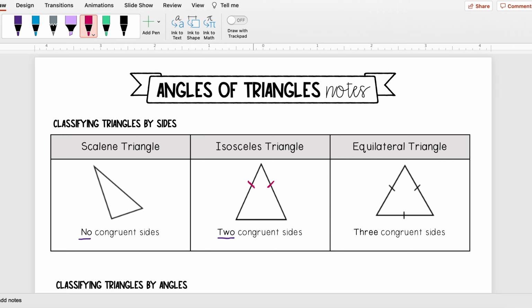So you may see it like this, where there are tick marks, we know those are congruent, or you may just see that the length is the same. So let's say that these were both 5. Then that would also make this an isosceles triangle because these two sides are equal to each other in length. And then we have an equilateral triangle, and that is when we have 3 congruent sides. And so here I know that they're congruent because of these tick marks indicating that they're all equal to each other. Another way we can see that is that they all have length 7 or some number.